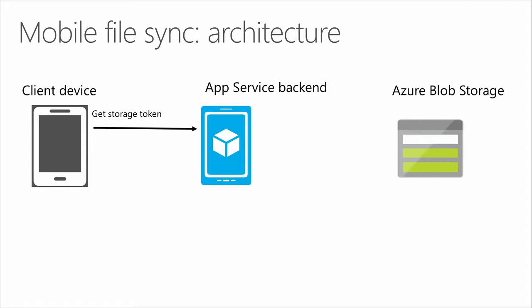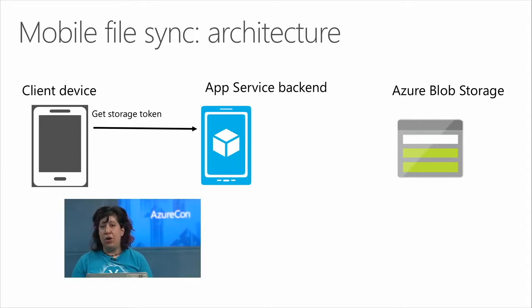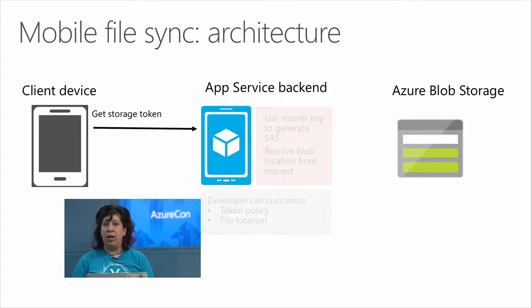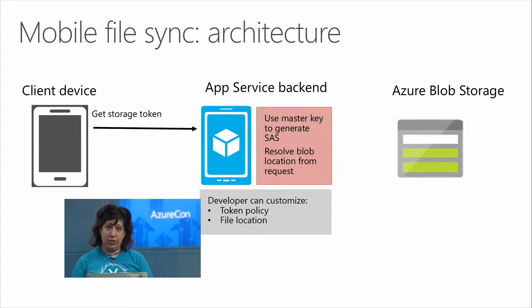So when the client wants to upload an image, for example, it will request from the backend a storage token. The app service backend has this master key stored. So it's secure because you're storing it in the Azure data center rather than distributing it to all the clients. And you can decide what kind of policy for a shared access token to give back to the client. Essentially, that's how in blob storage, the token storage access is granted to clients for individual files or containers.